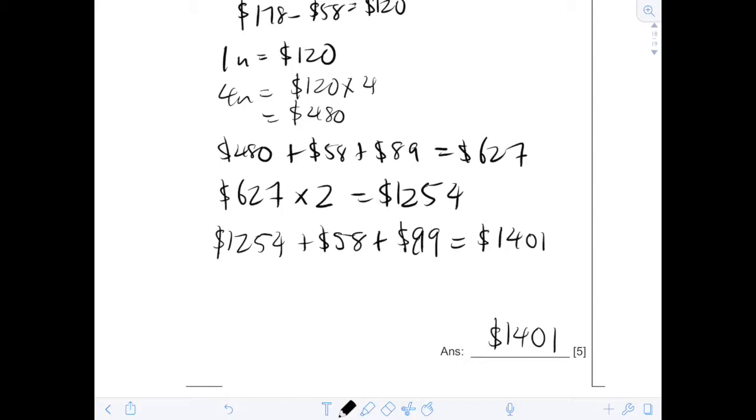Alright, so after you have this, don't forget your final statement. He had 1401. Okay, so this is all that is for this paper 2.